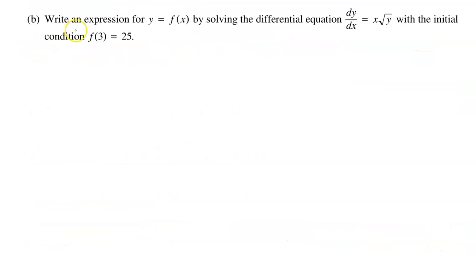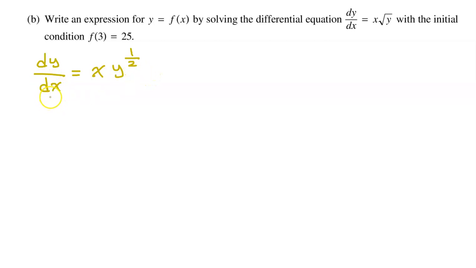Part B. Write an expression for y equals f of x by solving the differential equation dy dx equals x times the square root of y, with the initial condition f at 3 is equal to 25. I think I will write the square root of y as y to the 1/2 power. This is a separable differential equation. So let's get all of the y's on the left and all of the x's on the right.